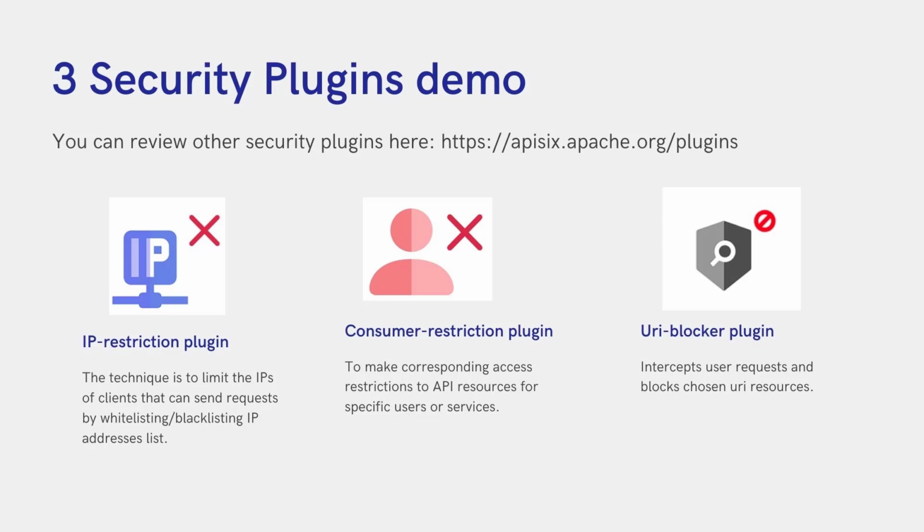For example, the IP restriction plugin is one of the security method to limit IP address of clients who is going to send requests to our APIs. We can allow or deny these API addresses in the provided IP address list. Or for the consumer restriction, we can also restrict to some of our API resources to access for the specific users or services. For the URI blocker plugin, it can intercept user requests and can block the chosen URI resources.